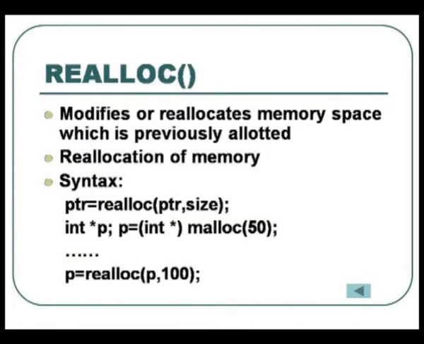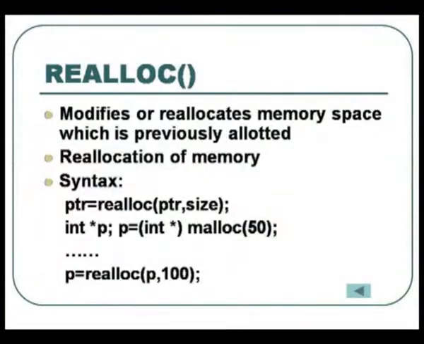Earlier 50 bytes were allocated, now 100, and the pointer where the first allocation was done is also held over here. The new allocation is also stored back in the same pointer variable. So this is the concept of the realloc function.